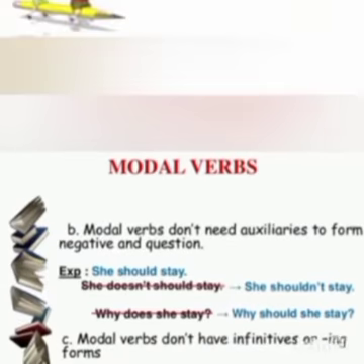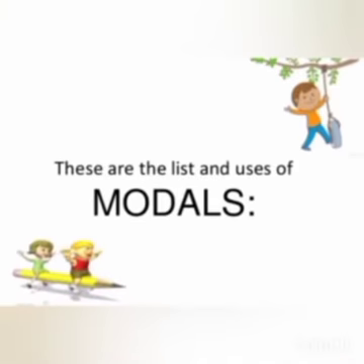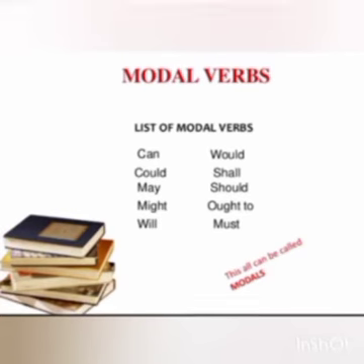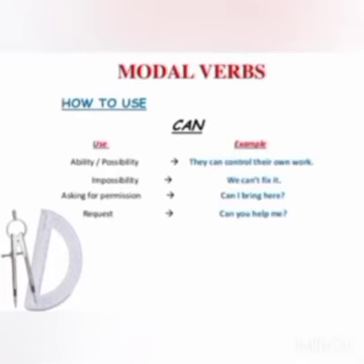Now let's look at the list of modal verbs and their usage. Among common modal verbs we have can, could, may, might, will, would, shall, should, ought to, must. These all are the modals. Now let's look how to use can. We use can to show ability, possibility, like they can control their own work. You're talking about their ability, what they can do. They can control their work.